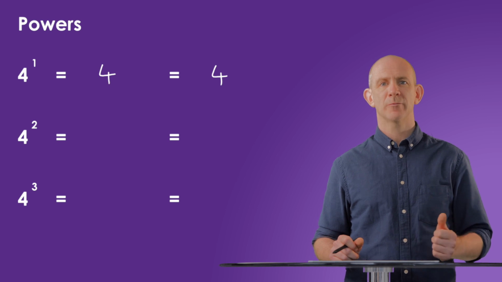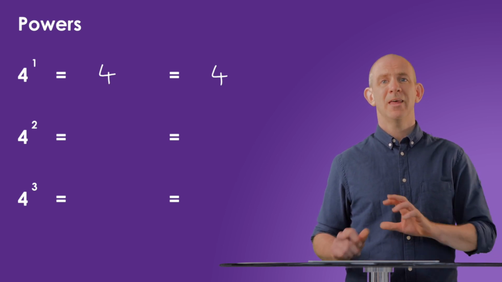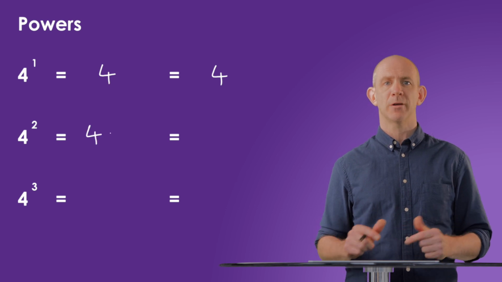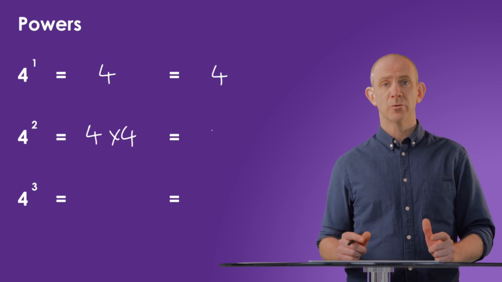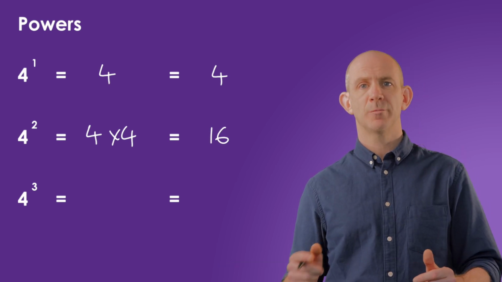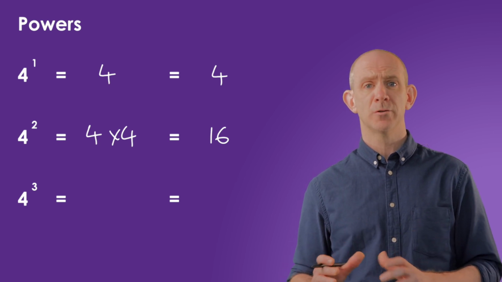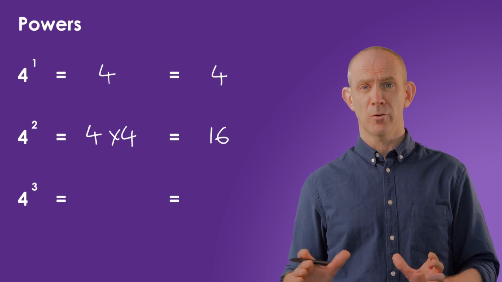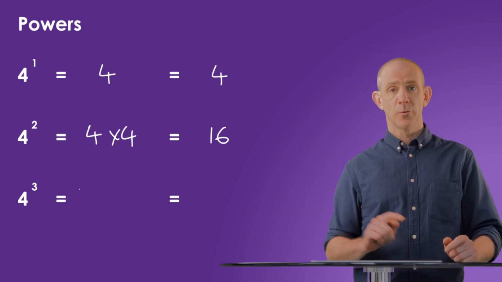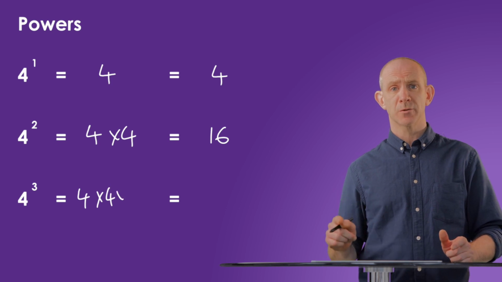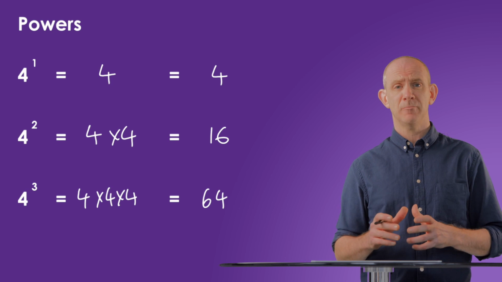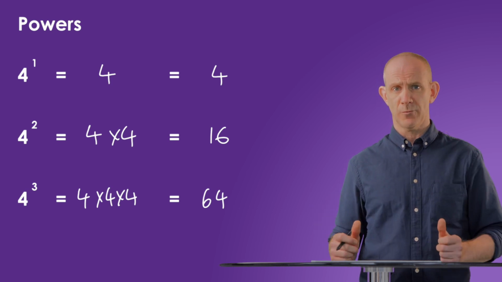Next, we have 4 to the power of 2, which we call 4 squared, as this refers to finding the area of a square. This means there are two 4s being multiplied together. So 4 squared will equal 4 times 4, which equals 16. Now we have 4 to the power of 3, which we call 4 cubed, as this refers to finding the volume of a cube. This means there's three 4s being multiplied together. So 4 cubed is 4 times 4 times 4, which equals 64. 4 times 4 equals 16, 16 times 4 equals 64.